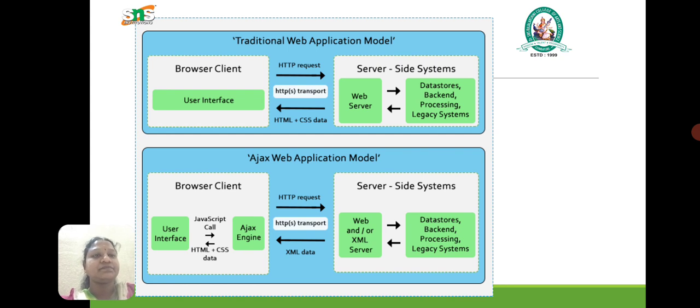Next, in the Ajax web application model, with the browser client and server-side system, the browser user interface makes a request using JavaScript to the Ajax engine. The Ajax engine makes the HTTP request. Next it goes to the web or XML server. The XML server, which holds the data store and backend processing, responds to the web server. Next, the web server gives the response to the Ajax engine using XML data. The Ajax engine transforms the data into the user language, that is, HTML plus CSS data.